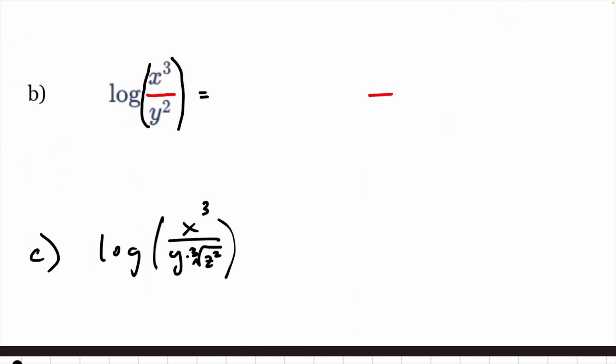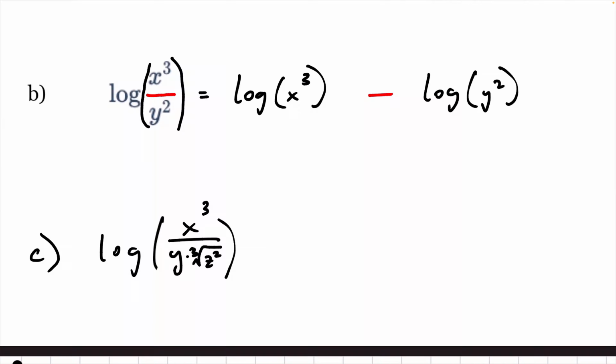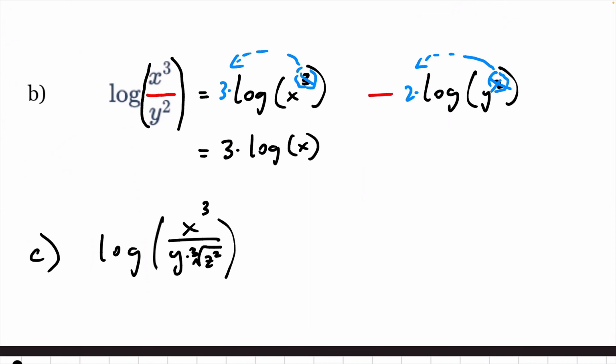So the top gets a log. The bottom gets a log. In between is subtraction because subtraction goes with division. Powers need to move to the front now. To completely expand it, I got to move this power to the front. I got to move this power to the front. So you're going to get 3 times log of x minus 2 times log of y.